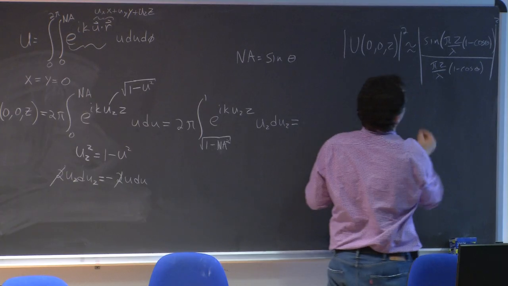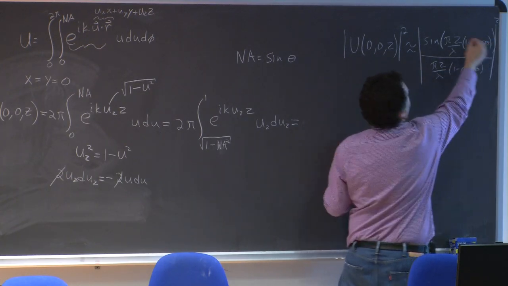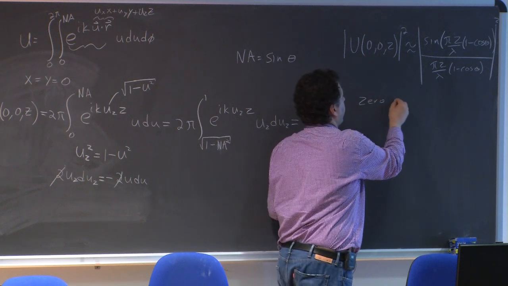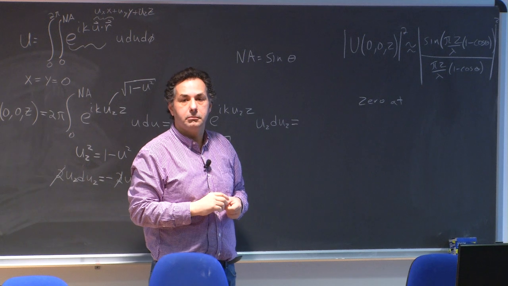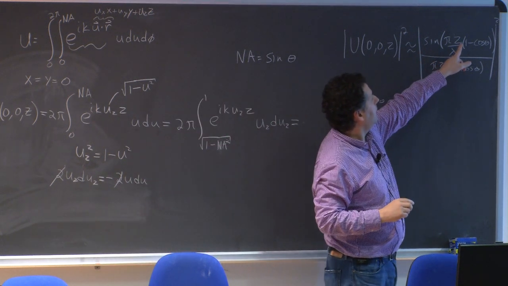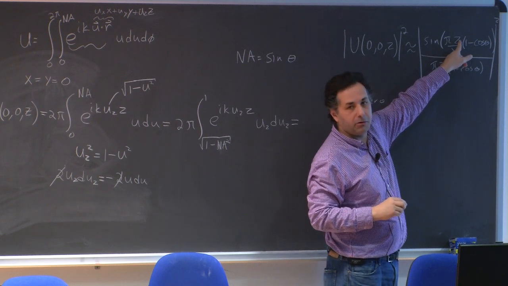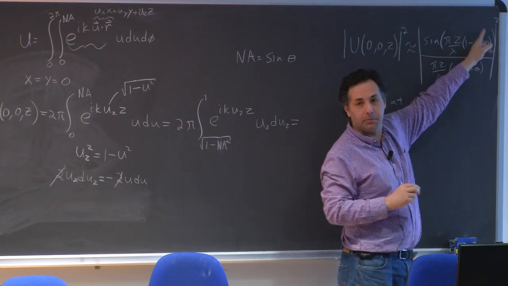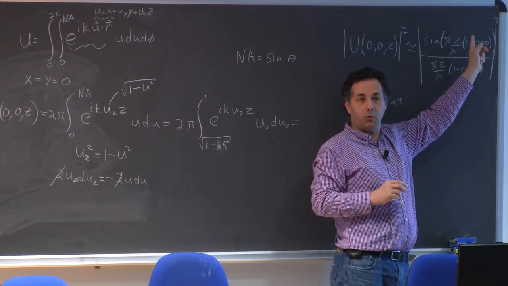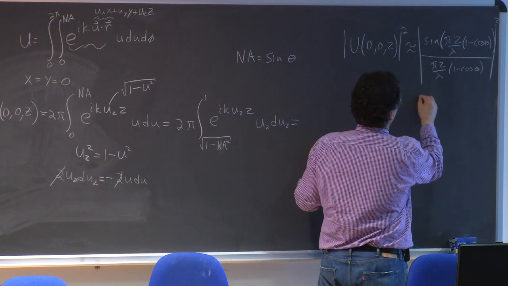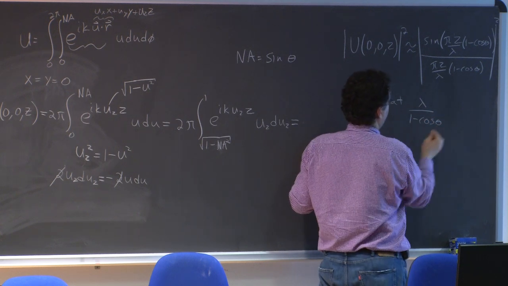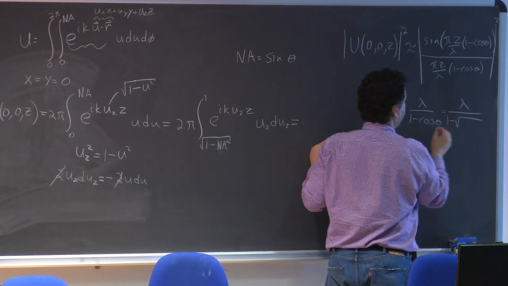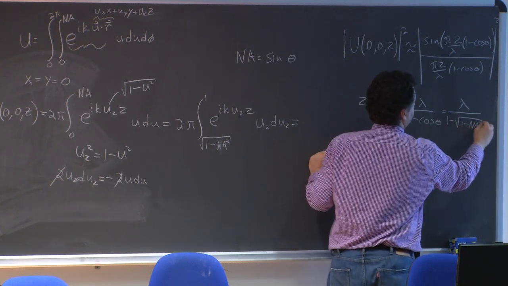So how wide is this? What is the distance to the first zero? What value of z does this go to zero? So when z is zero, no, because this divided by this gives me one. So I need all this stuff multiplying pi to be equal to 1. So that gives me lambda divided by 1 minus cosine theta. Or in other words, lambda divided by 1 minus the square root of 1 minus NA squared, assuming that we're in air.